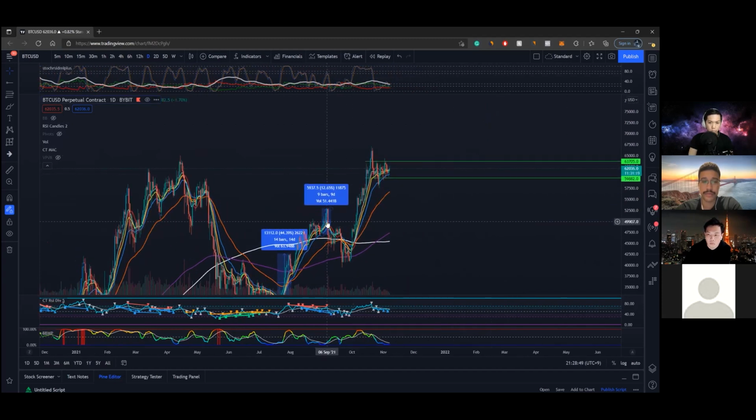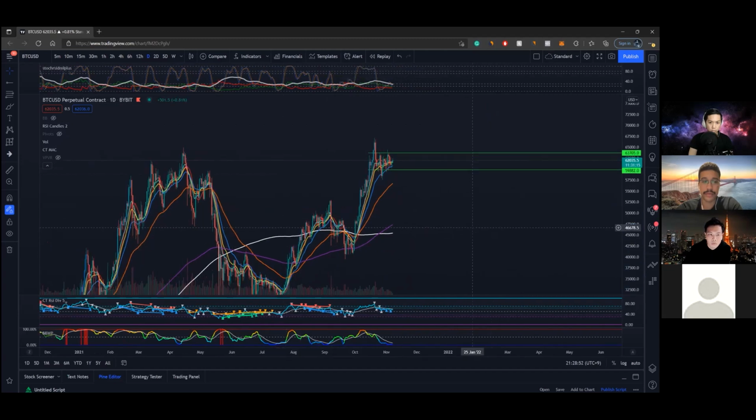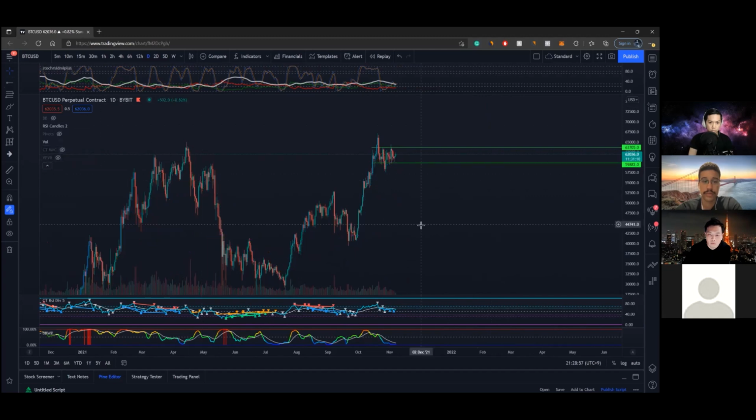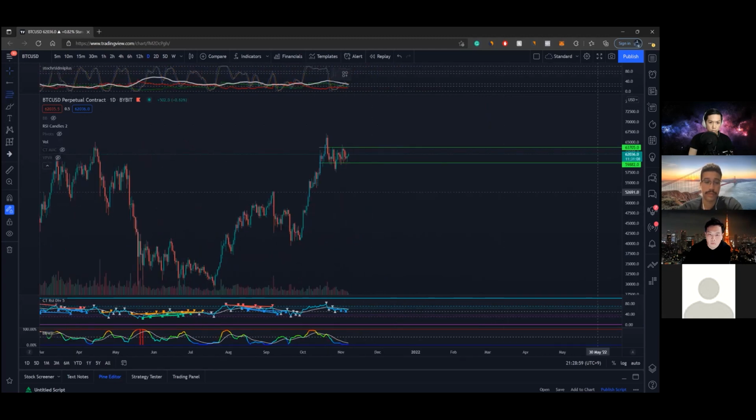One last thing that I want to do on the daily before moving on to different time frames is just draw out some of these fibs. I do like fibs. I have been using them a lot more recently. So let's draw a fib.